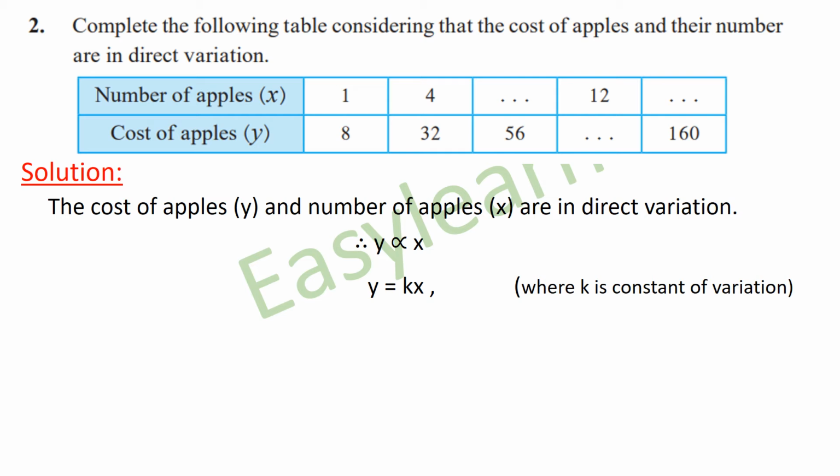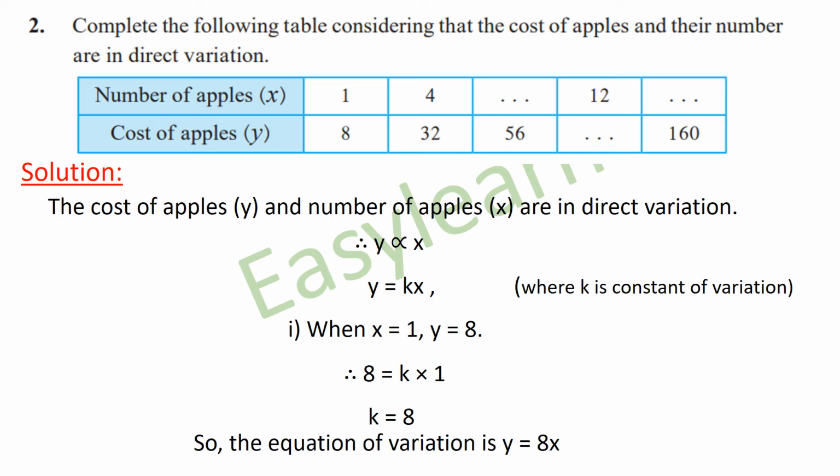Now, let us take the first column, where y is equal to 8 and x is equal to 1. Let us substitute these values in the above equation. Therefore, k is equal to 8. Therefore, the equation of variation is y equals 8x. Now the first column we have taken, the second column they have already given that the number of apples x is 4 and the cost of apples y is 32.